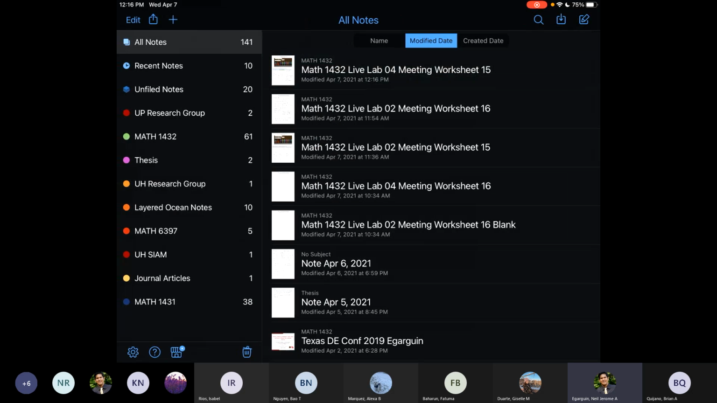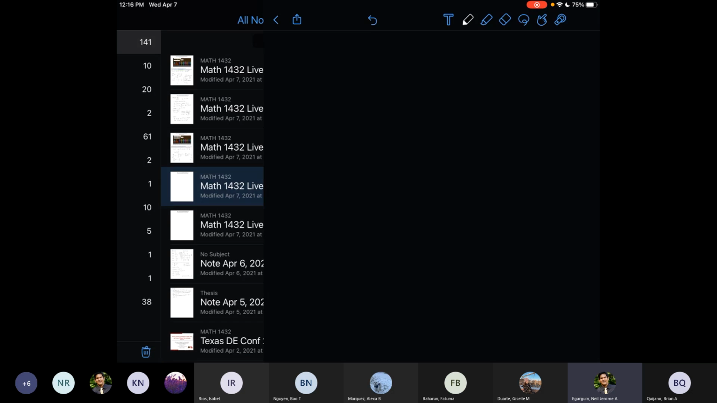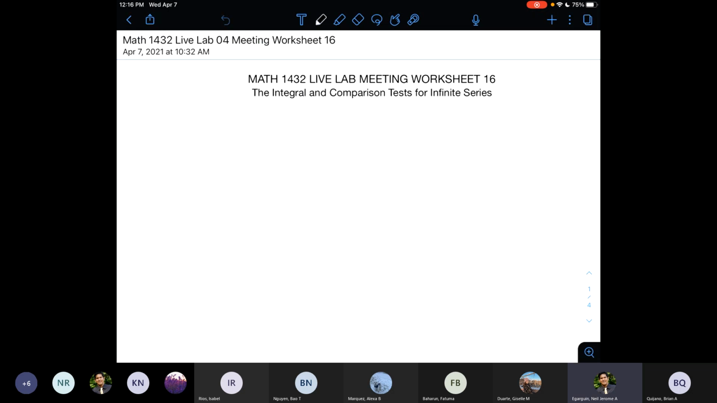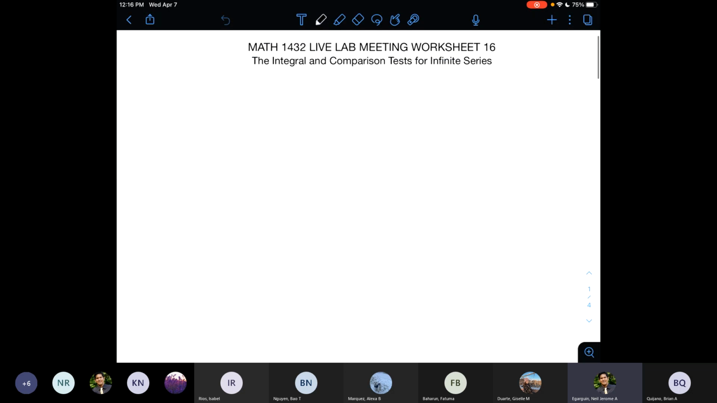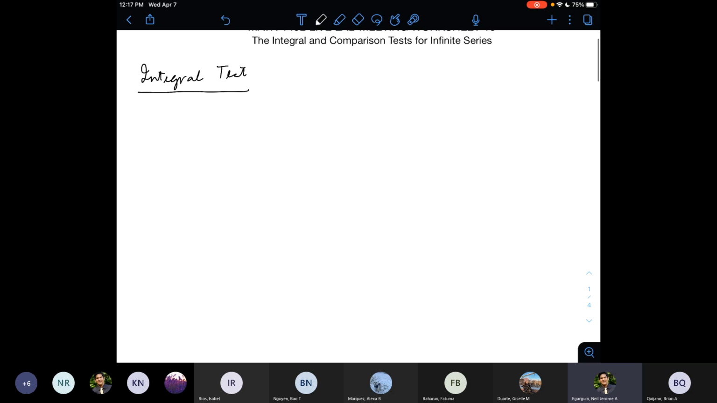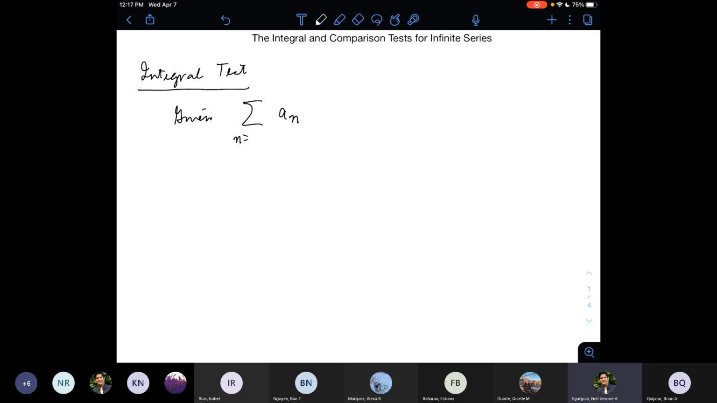I already uploaded a blank version of it in my website, so you can check it out there. So this is about the integral and comparison tests for infinite series. Now let's outline what are the steps in applying these two tests. For the integral test, you will be given a series, say starting from a constant 1 to positive infinity. You can start at 2, 3, or 0, or whatever, as long as you start at something constant to positive infinity.